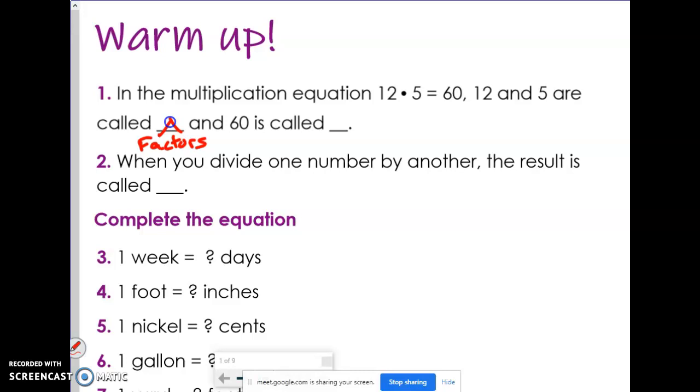It is totally okay to answer and be wrong, because that means that I have a job that I'll be able to keep. If you had all the right answers, then I would have a job. Okay? 60 here is called the product.